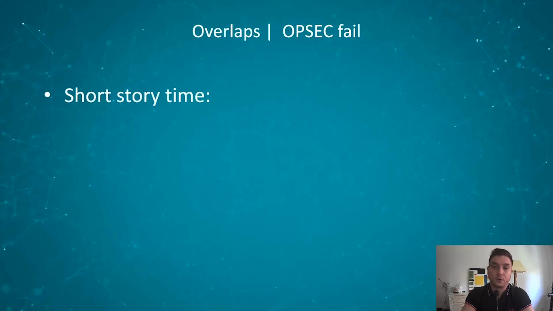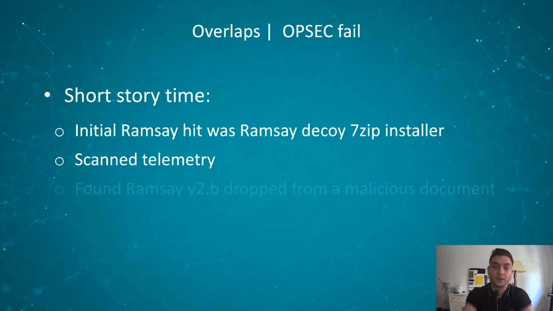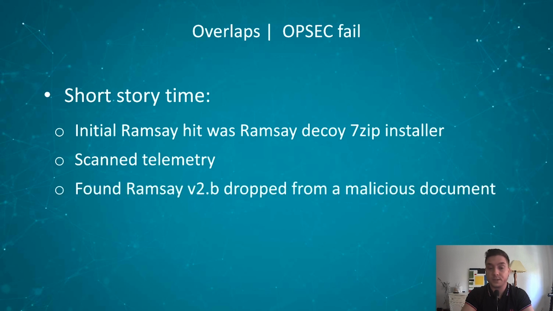So now we're going to talk about the operational security failure, and let me tell you a short story. Initially, as we mentioned, the only instance of Ramsay that we had was the Ramsay decoy 7-zip installer, which was in fact Ramsay version 2.8. In order to find more instances, we attempted to scan our telemetry, and we found an instance of Ramsay version 2.b, which was dropped from a malicious document.